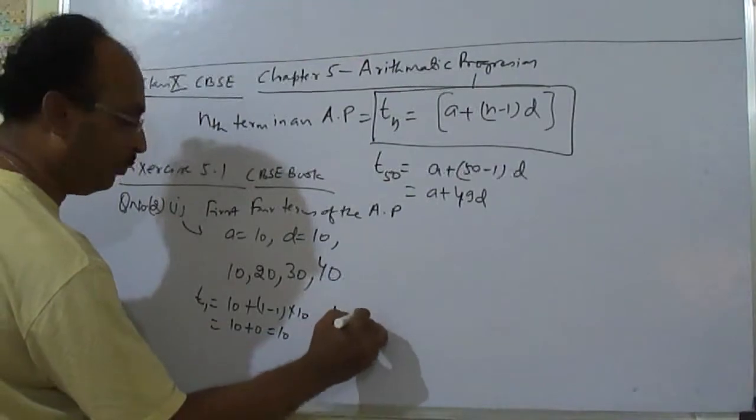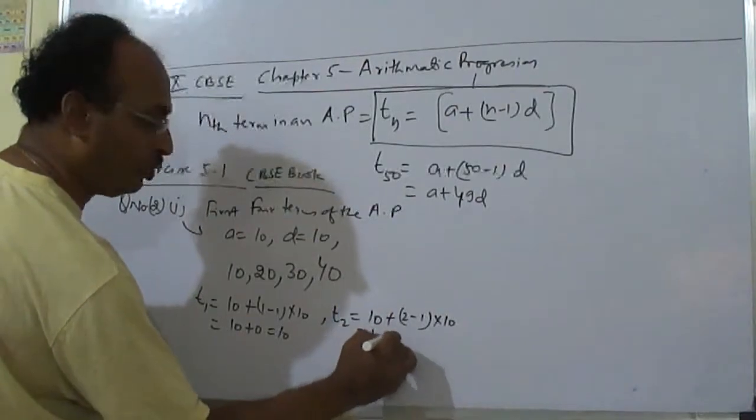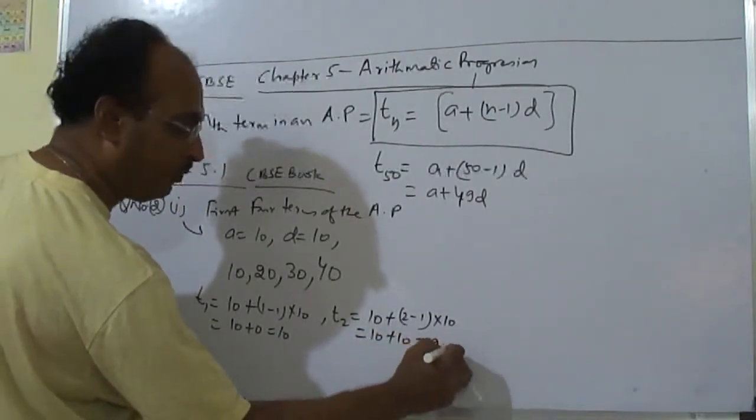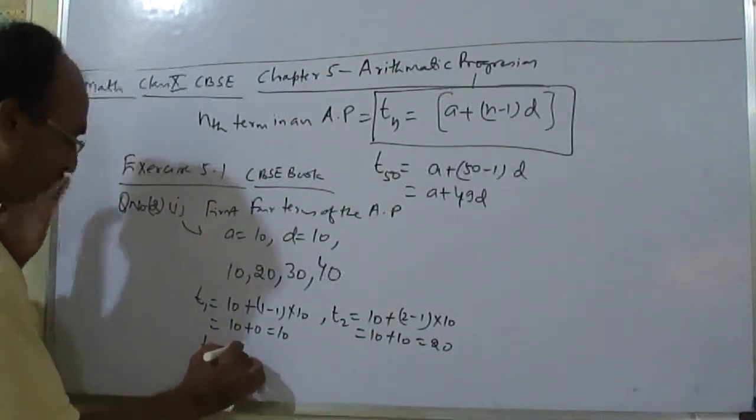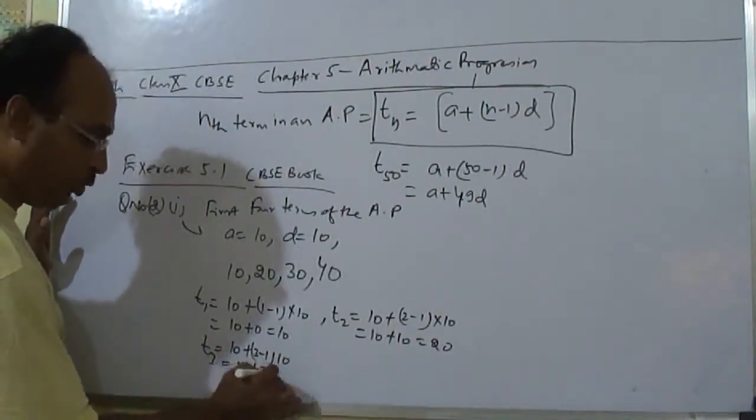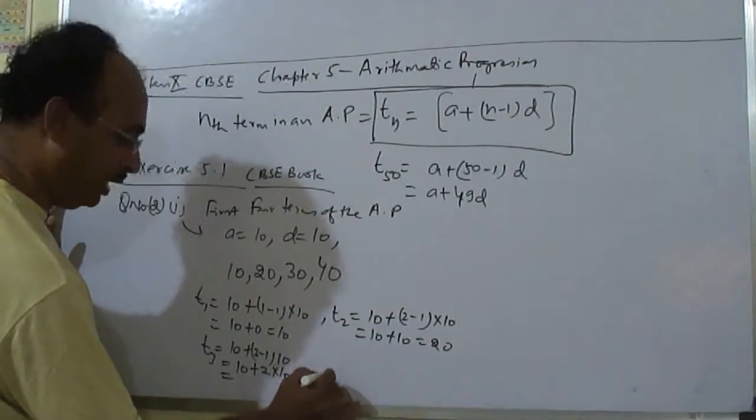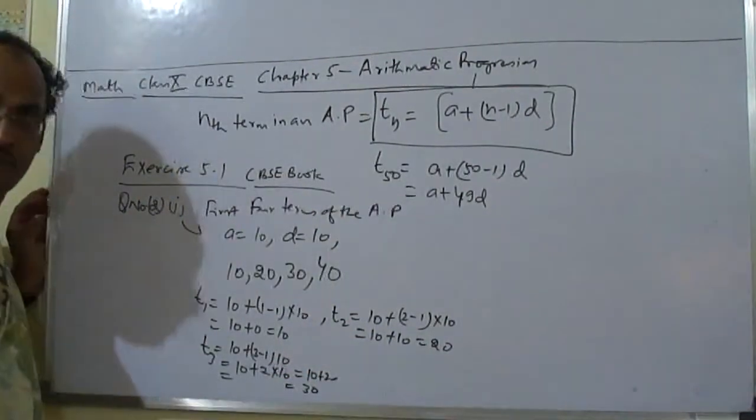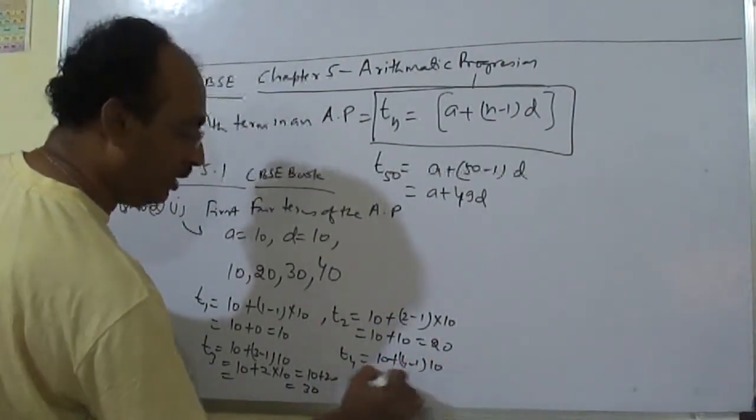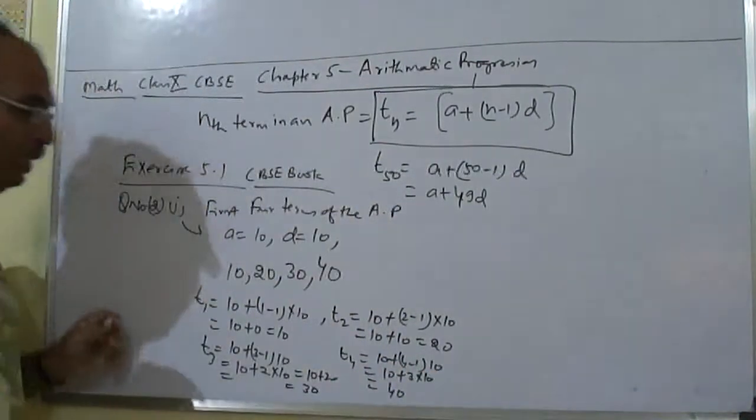Then you are finding T2. So 10 plus 2 minus 1 into 10. 2 minus 1 is 1, 1 into 10 is 10, so it is equal to 20. Then T3 is equal to 10 plus 3 minus 1 D. So 3 minus 1 is 2, 2 into 10 is 20, so 10 plus 20 is equal to 30. Then T4, 10 plus 4 minus 1, so 10 plus 3 into 10, so it is 40.